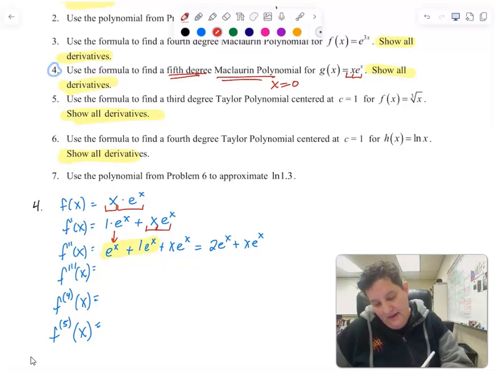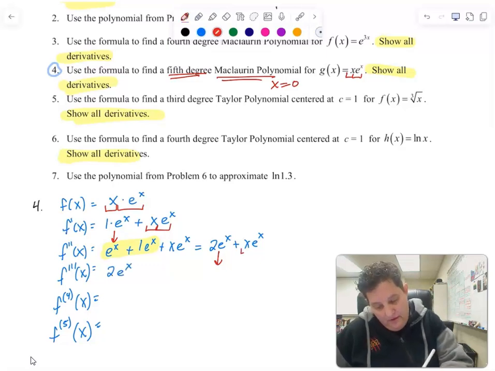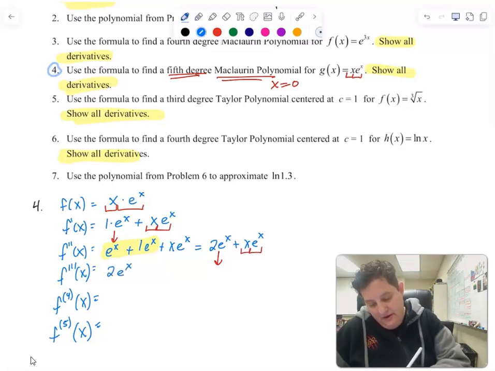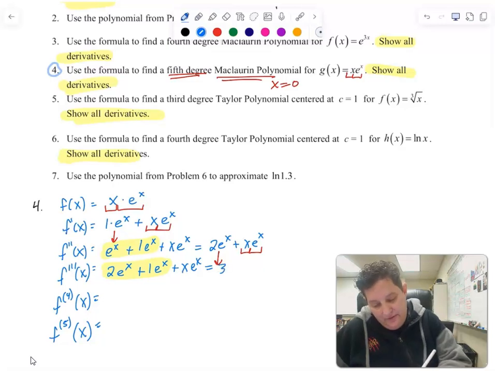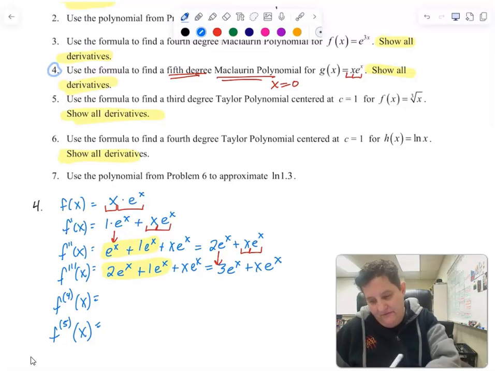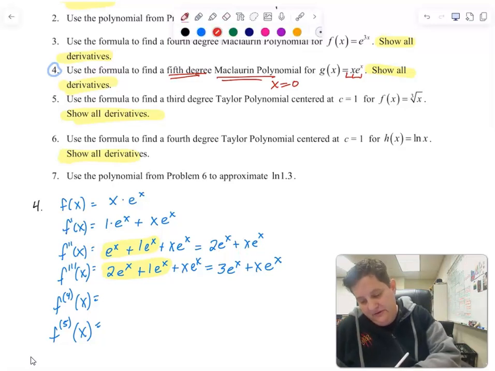Okay? Now, that one, I just do a regular derivative. That one, I do a product rule. And it goes derivative of the first times the second plus first derivative of the second, which turns into 2 plus 1. So it turns into 3 e to the x plus x e to the x. Do you guys feel comfortable at this point stating what this pattern is going to be? Let me box them and I think you'll see it.